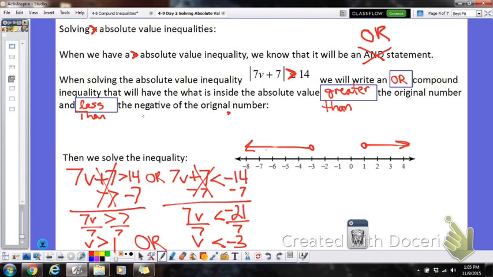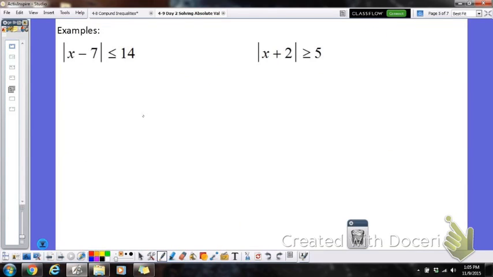So what we need to remember is if we have an absolute value inequality, if it is a greater than, it will be an or statement. And we will be greater than the original number, then less than the negative of the original number. So let's get a couple solid examples on here, get some more practice so we know what we're doing before we get to the huddle.